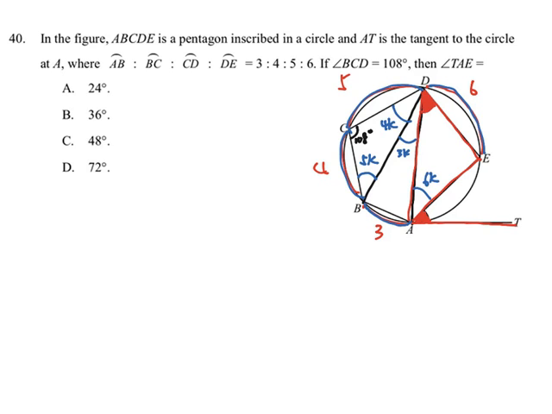And actually one more, we can look at this one. This one, the angle is found to here. This angle is 3k plus 4k plus 5k, so it is 12k. So if we can find k, we can find this one. So we start from the given angle. The given angle is 108.